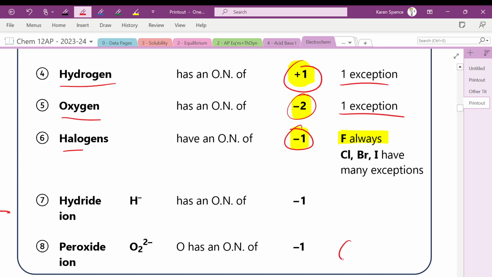If you imagine you have an O attached to an O, and you've got -1 and you've got -1, that gives you -2 altogether, but each oxygen is only -1. Is that good?